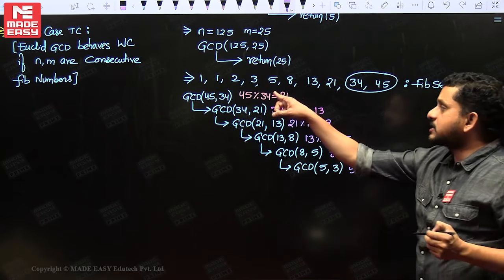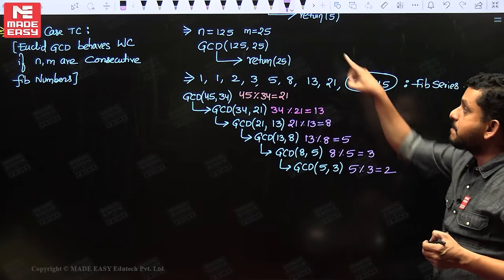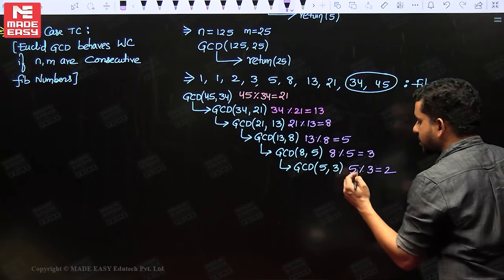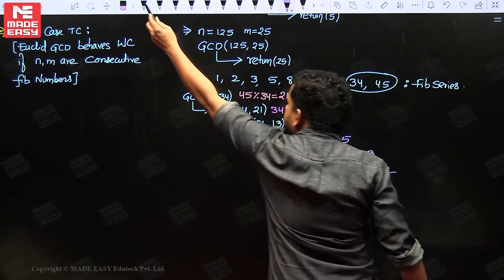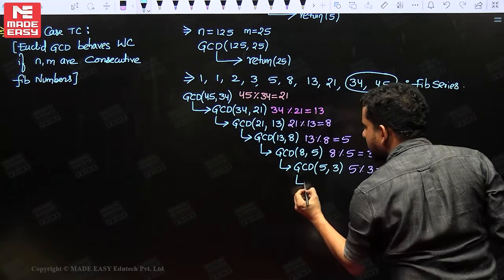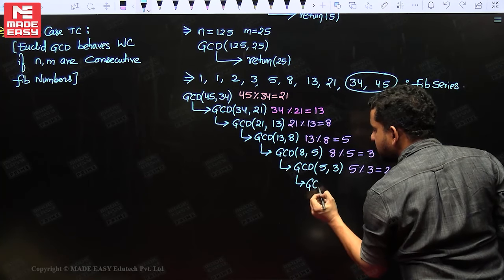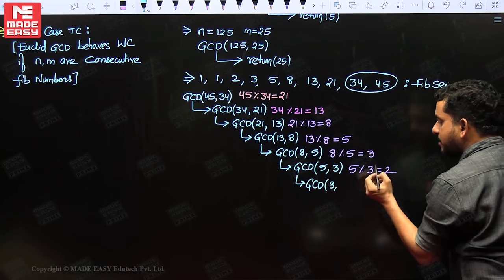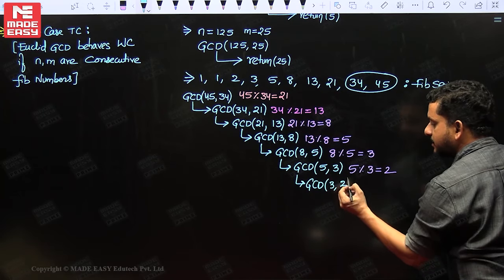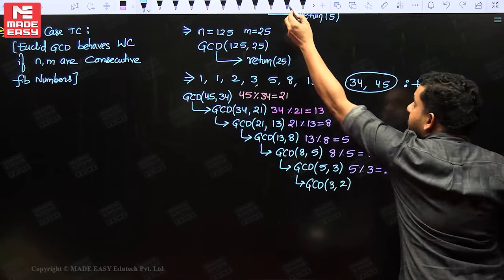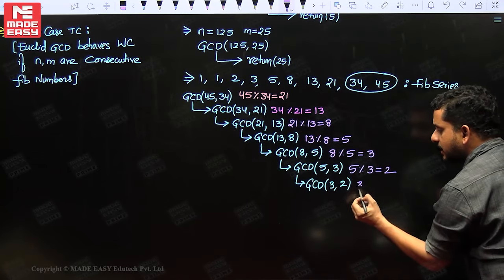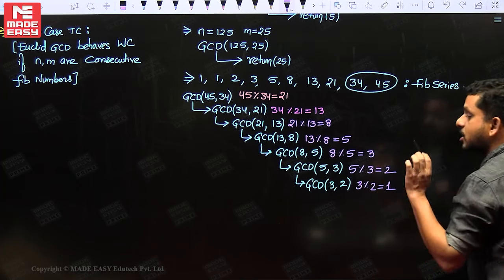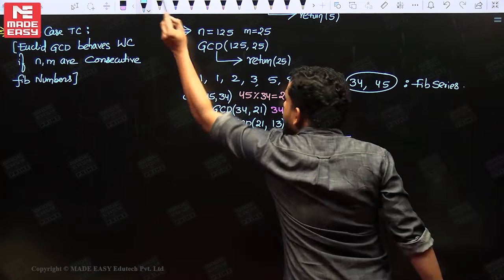See, the n modulus of m reduction is very small compared to the previous inputs. That's why it takes more iterations. Still it is not 0, so again it calls one more function. It calls GCD of 3 as the first parameter and 5 mod 3 as the second parameter. Again it computes 3 mod 2, which is 1. Still it is not 0, so again it calls one more function.